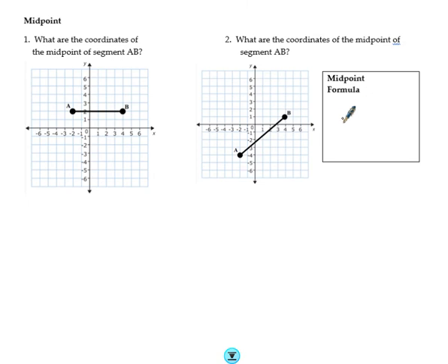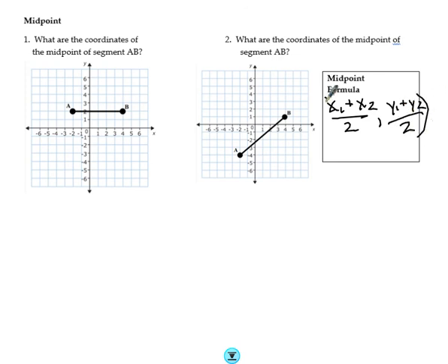So midpoint is another formula that we have, so we're trying to just get all the formula stuff out of the way first. Just to give you the midpoint formula, it is x sub 1 plus x sub 2 divided by 2, and then y sub 1 plus y sub 2 divided by 2.